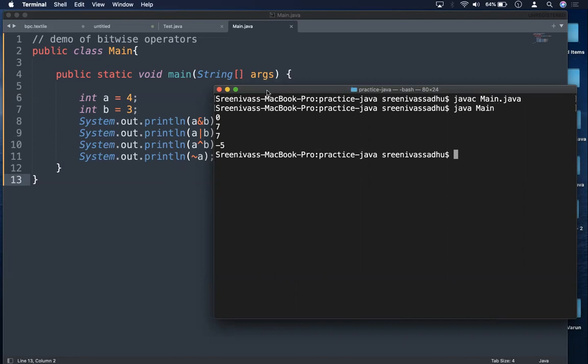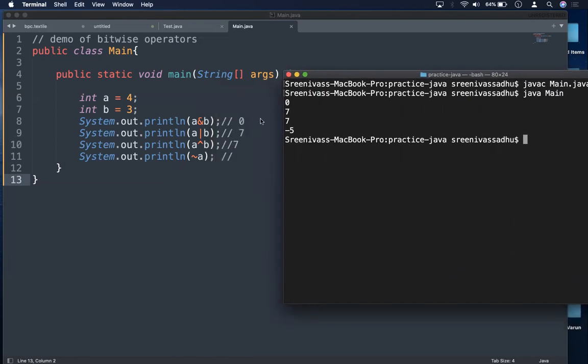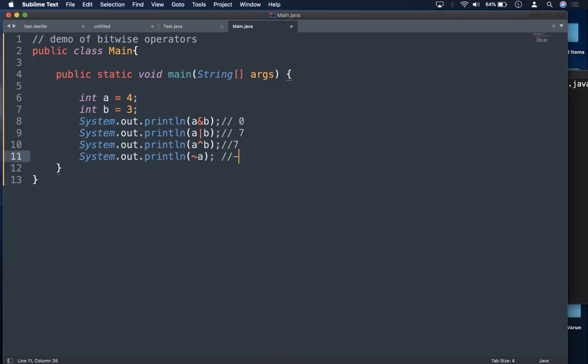Now we can actually see the output here: 0 7 7, and this is -5. So 4 is getting as -5 because the numbers are getting altered. 0 becomes 1 and 1 becomes 0, and the sign bit 0 also gets reversed, so 0 will become 1. 1 is a negative value, that's why we are getting -5. So it will be like this.